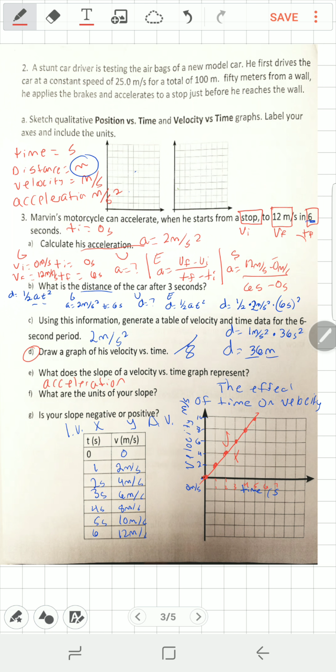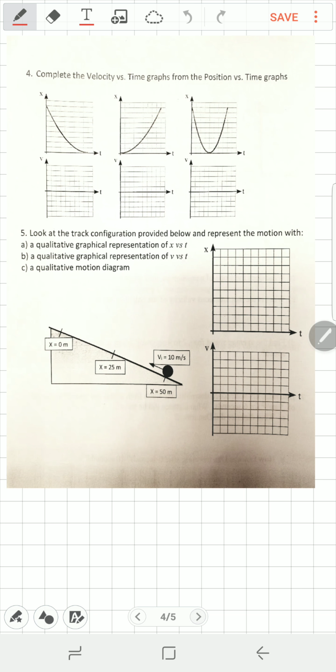What are the units of your slope? Well, what is the units for acceleration? Have them memorized. Meters per second squared. Then is your slope positive or negative? Am I getting faster or am I getting slower? Well, I'm getting faster, which means it's a positive slope. Again, rewind this if you need to. If you don't need this, skip ahead.